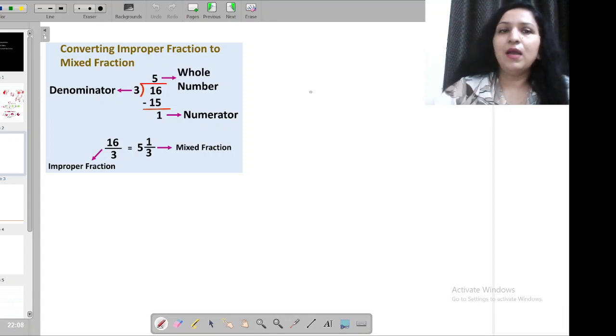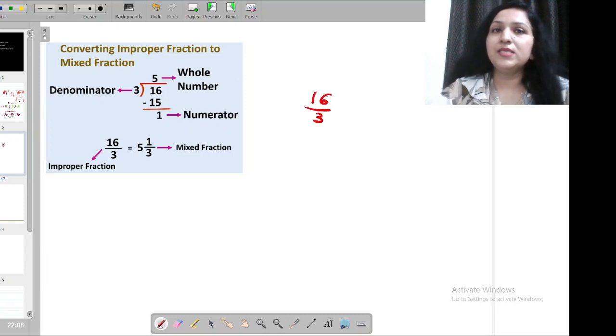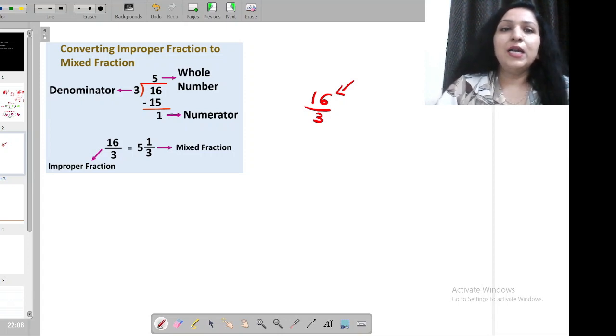Let's take this example. For example, I have 16 upon 3. It is an improper fraction because the numerator is more than the denominator. So what you are going to do is divide 16 by 3. 3 into 5 is 15. 1 is left, sorry, this is the remainder.